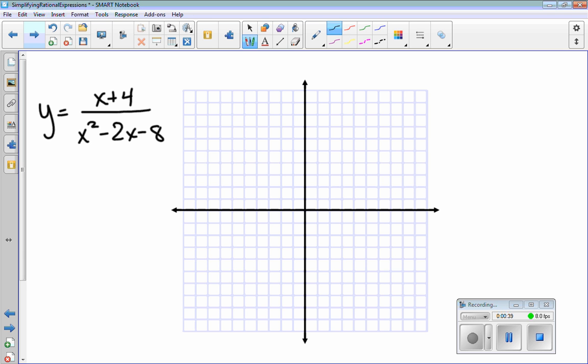Who remembers what the steps are? What's the first step? Shamar, put your head up, baby. Come on. Factor. Good. Sometimes it's already factored. Is this one factored? No. Okay, good. This one's not already factored, so we do need to do that. Sometimes you have to factor the numerator and the denominator. This one is just the denominator.